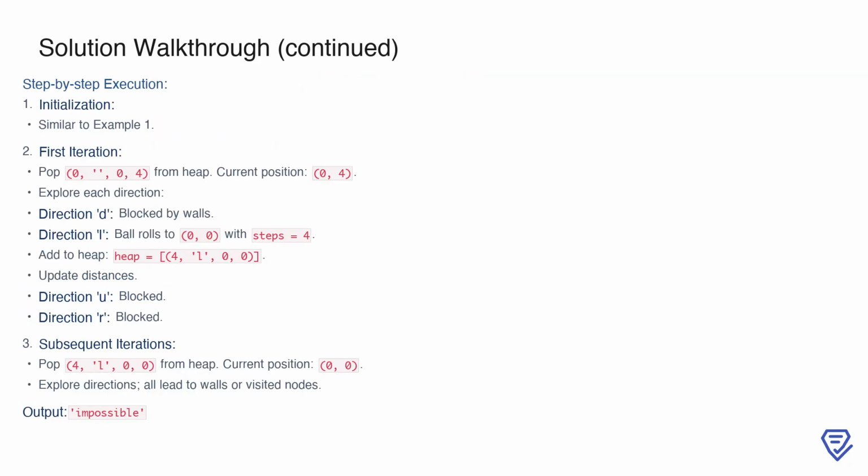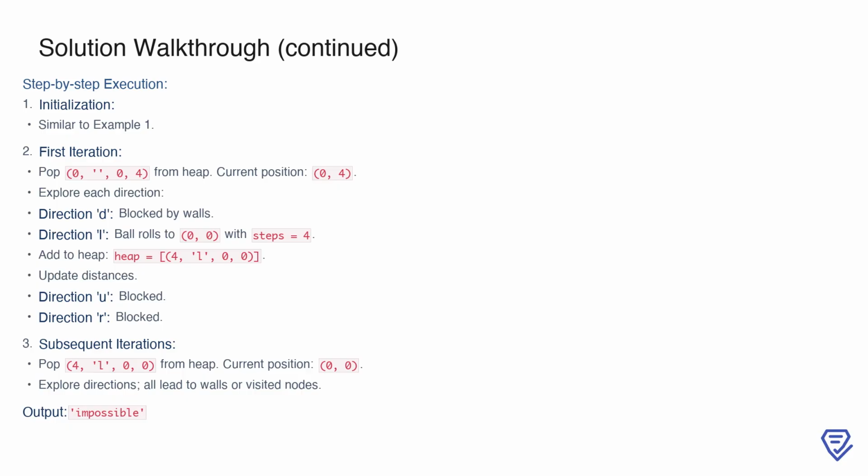In this second example, the hole is no longer reachable due to walls blocking the path. The ball starts again at 0, 4, and the hole is at 4, 4. After initializing the heap and distances, we begin processing the ball's starting position. Exploring the downward direction reveals that walls block the ball's path. Rolling left, the ball reaches 0, 0 in 4 steps. This position is added to the heap with the path labeled L, and the distances dictionary is updated. The upward and rightward directions are blocked as well.